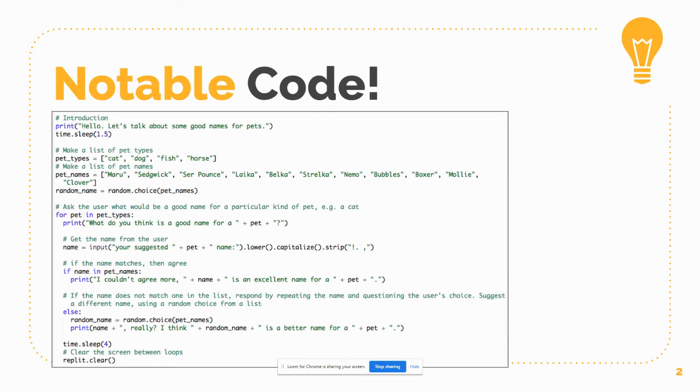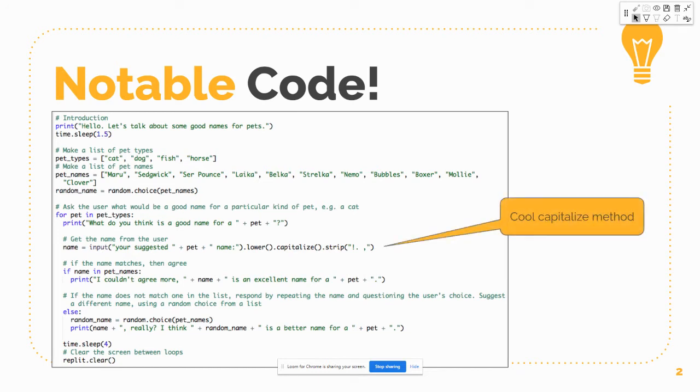So I'm just going to grab a notation here. When we are looping through pet types, as we go through, the first part in this loop asks what's a good name for a pet, and again, that's pet type. So it's going to loop through and say, what's a good name for a cat? Next time would be what's a good name for a dog? And then we get the name from the user.